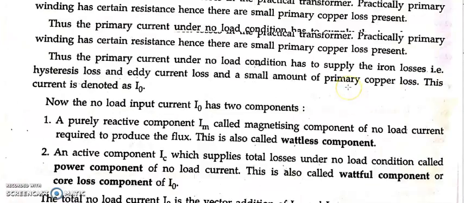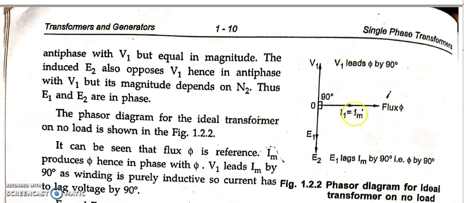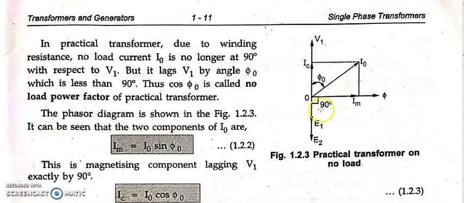That is the difference between your ideal transformer and the practical one. Okay, I am in here, it is over here, IC will come over here and I naught will come over here. It makes an angle phi naught. That is the difference between an ideal transformer and a practical transformer on no load condition.